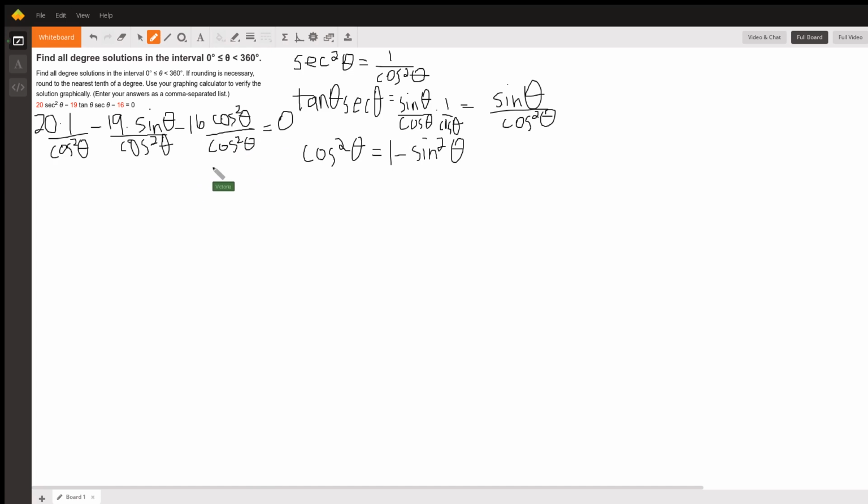Now, if we want this as a single fraction, what we get on top is 20 minus 19 times the sine of theta. And it seems like we'd be much better off if I could change that cosine squared to a sine squared. And here's the way to do it. So in place of cosine squared, I'm going to put 1 minus sine squared theta.